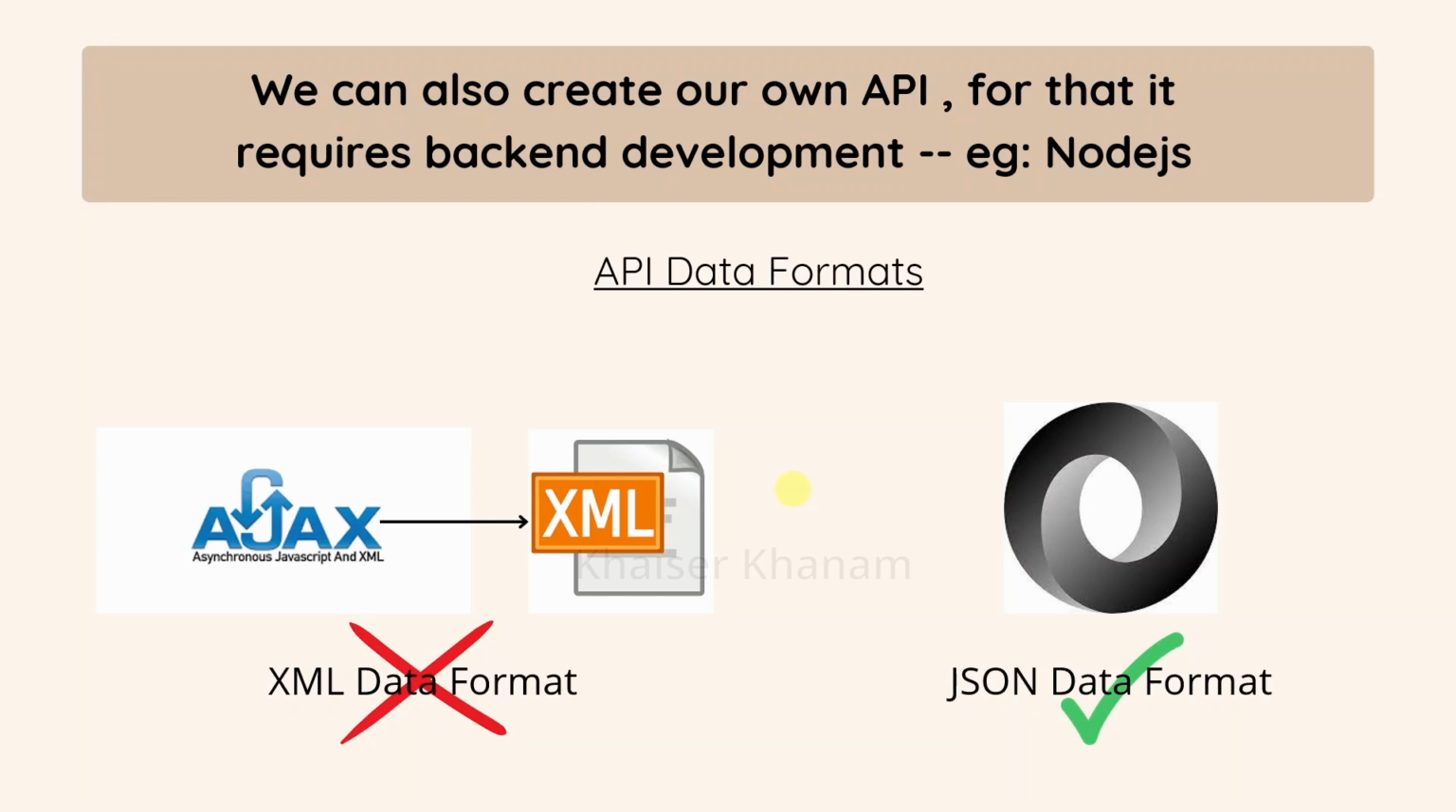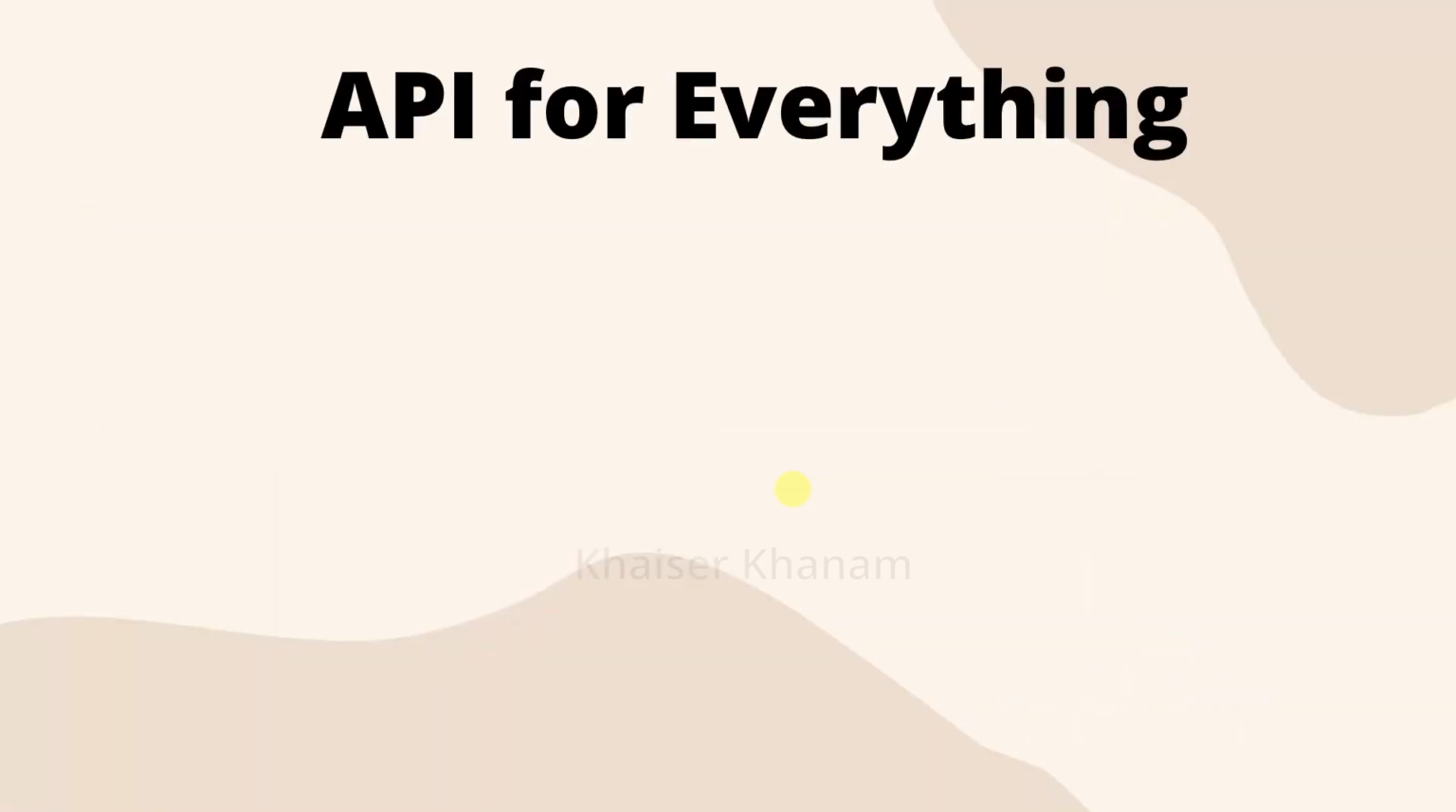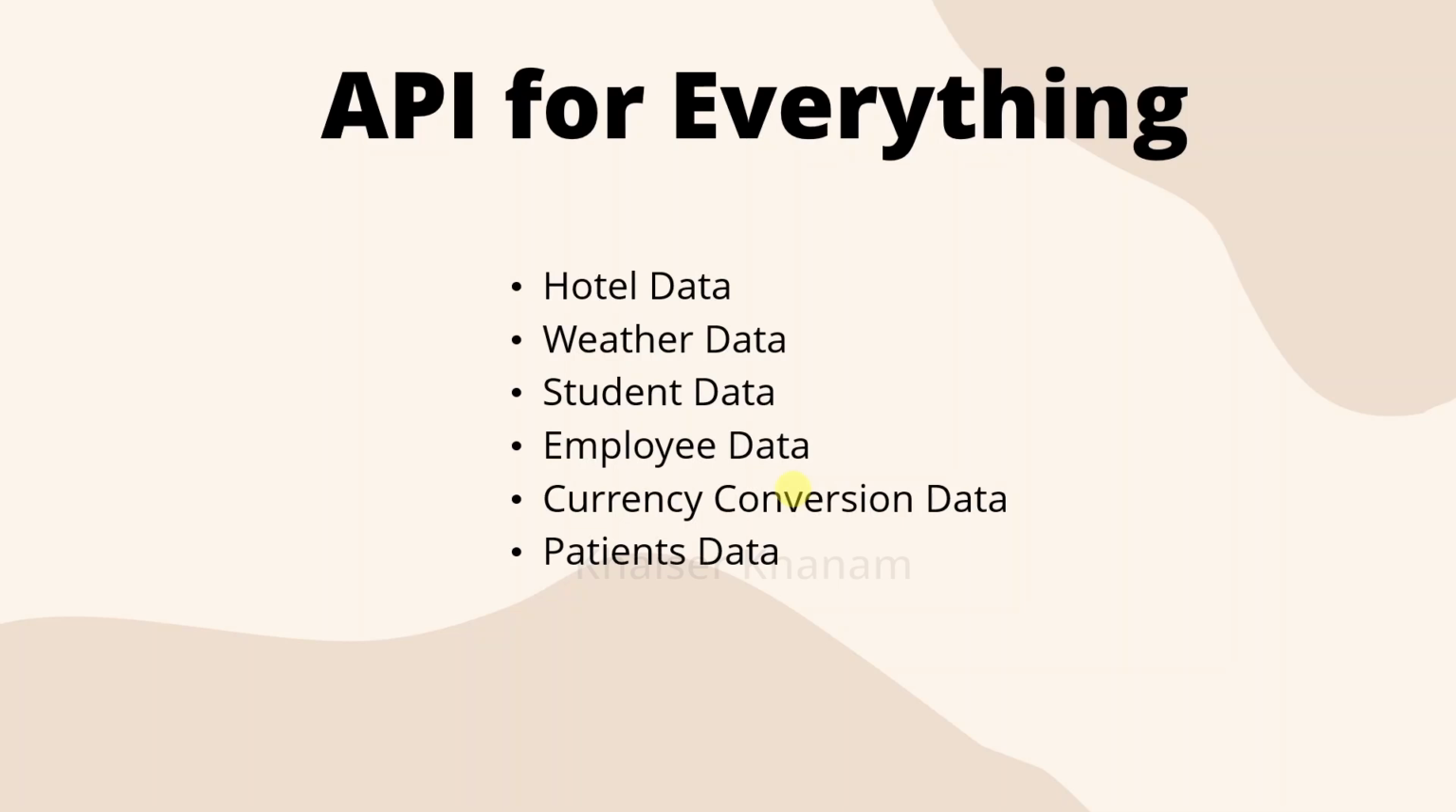API does not end here. Today, we are having APIs for everything. If you are building some hotel website and you want to access some hotel data, there is already an API built for that. You can access weather data. Instead of writing complete logic, instead of calculating weather for each and every country, you can access the weather API and use it in your project. Student data you can access. We are having APIs for each and everything.